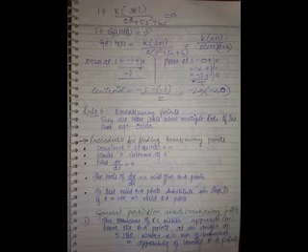Construction rules of root locus. Rule number 1: the root locus is symmetrical about the real axis. In brackets you write G of s, H of s equal to minus 1.